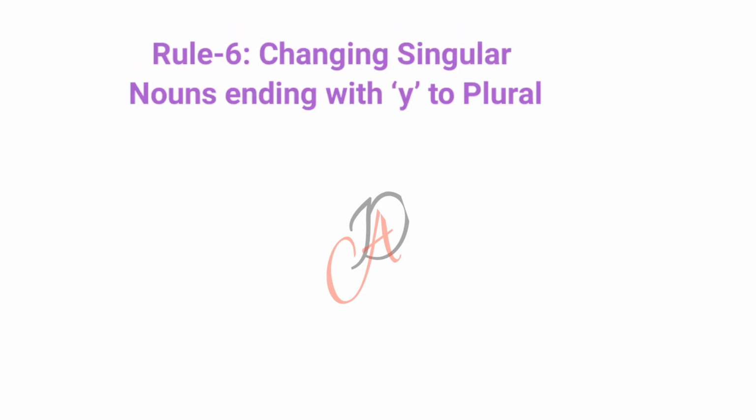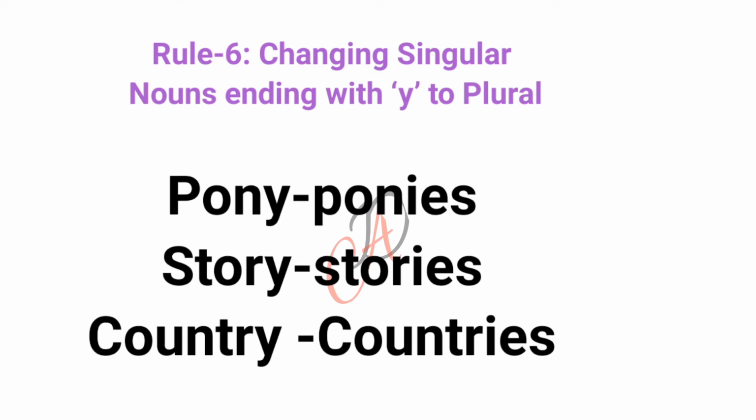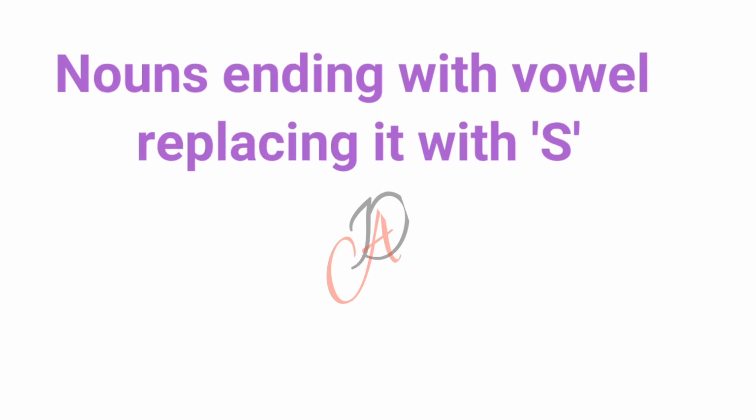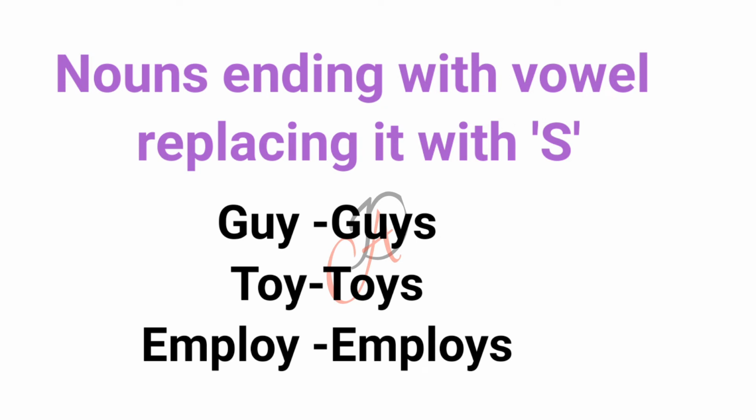Alright, rule number 6: changing singular nouns ending with y to plural. Singular nouns ending in y preceded by a consonant form their plural by replacing it with ies. However, singular nouns ending with y preceded by a vowel form their plurals by the addition of s at the end. The examples for nouns ending with consonant y and replacing it with ies are pony, ponies, story, stories, country, countries, and nouns ending with vowel y adding s: guy, guys, toy, toys, employ, employs.